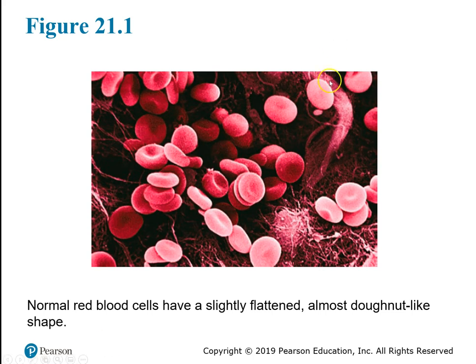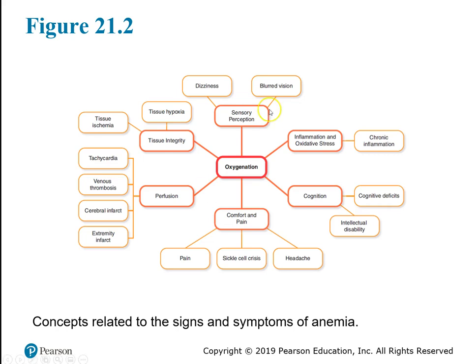So if you look at normal red blood cells, they have this slightly flattened, donut-like or disc-like shape. We'll come back to the shape thing in a few slides.